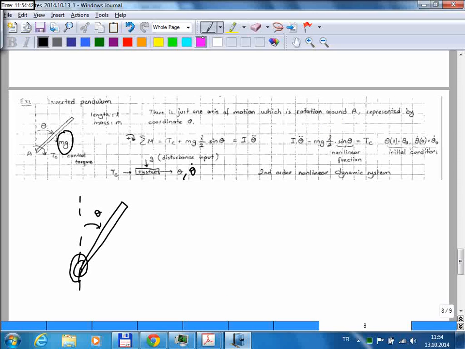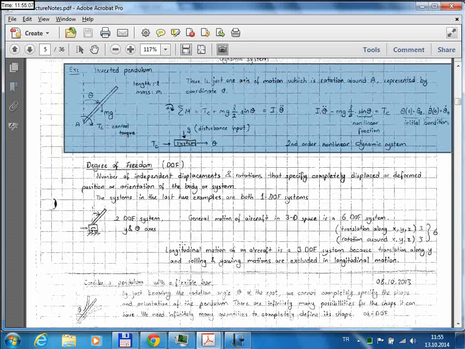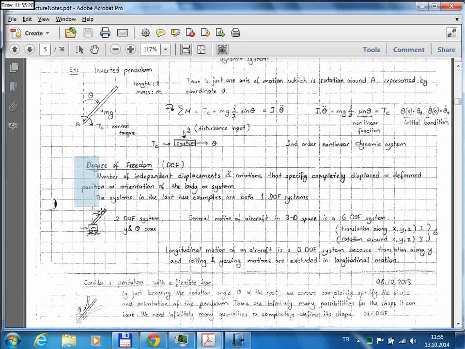So if we had this spring element, then that would be Tc plus m times g times L over 2 times sine theta minus some constant times k theta. Okay, so this was an easy example. Now I think we can talk about the concept of degree of freedom. This is a very important term, and we can easily define what degree of freedom is on these simple examples we just saw.